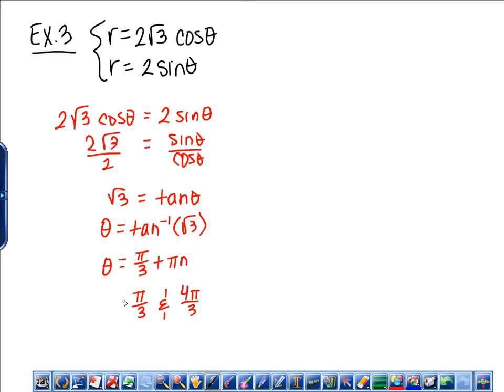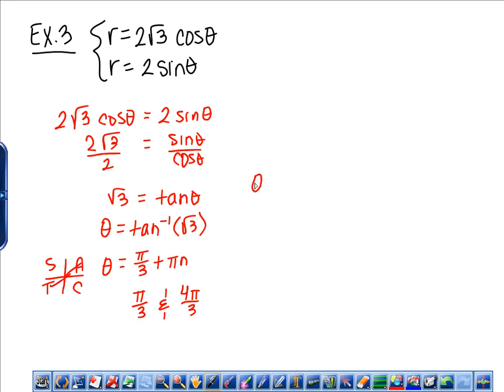Now let's say you were just blanking on general solutions this day. It would be okay because, again, if you're thinking about all students take calculus, pi over 3 is in the first quadrant. Where else is tangent positive root 3? In the third quadrant for 4 pi over 3. So either way, you're going to get these thetas.